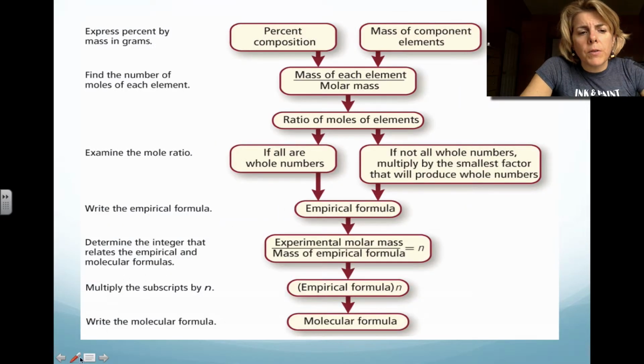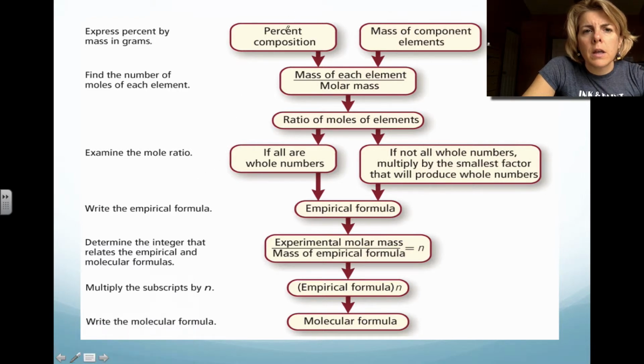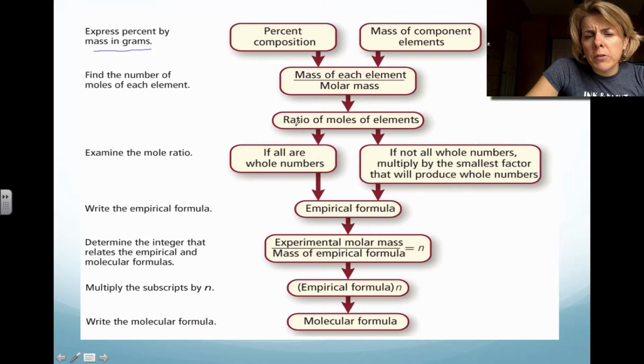Okay, so this is a nice flow chart because this will help you with any kind of problem solving. When you get percent composition, you want to express it in grams. You're going to take the mass of each element, divide it by the molar mass. You're going to look for the ratio of the elements. If they're all whole numbers, you've got your empirical formula. If they are not whole numbers, you may have to multiply it by a factor, and I would start off with 2 and work your way up.